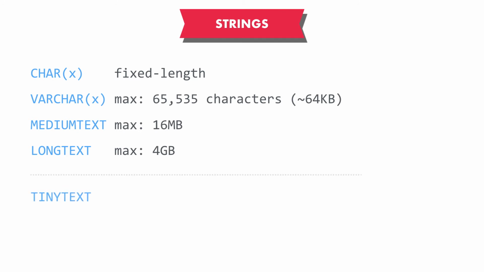We also have tiny text, which can store up to 255 characters, and text, which can store up to 65,000 characters, just like varchar. But for this range of characters, it's better to use the varchar type because it can be indexed. We'll talk about indexes later in the course, but basically, we use indexes to speed up our queries.